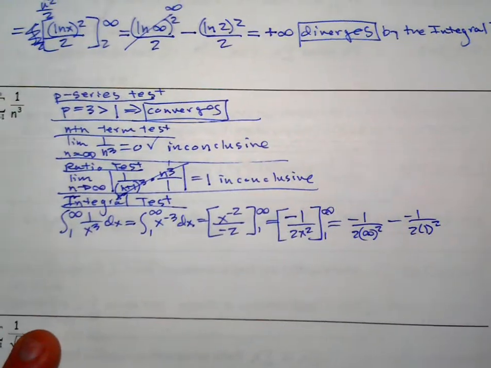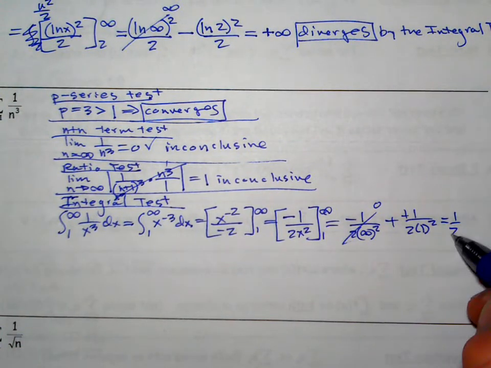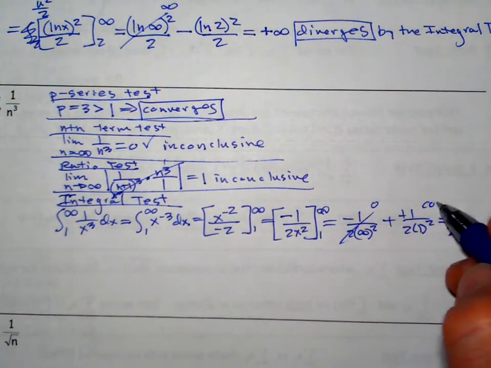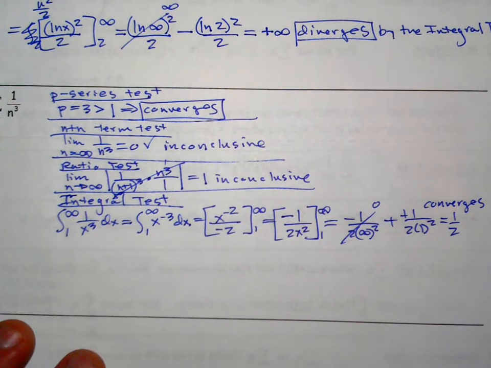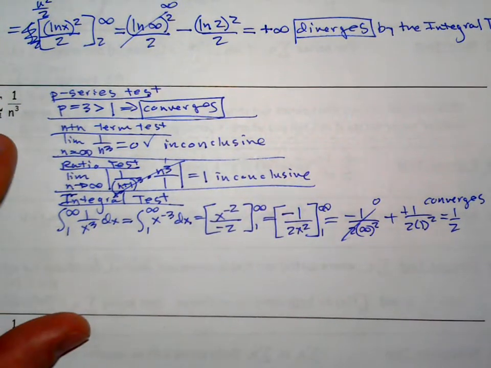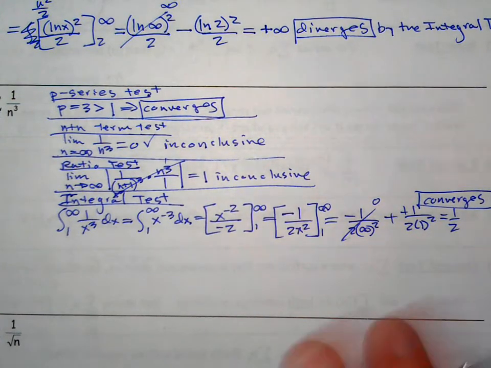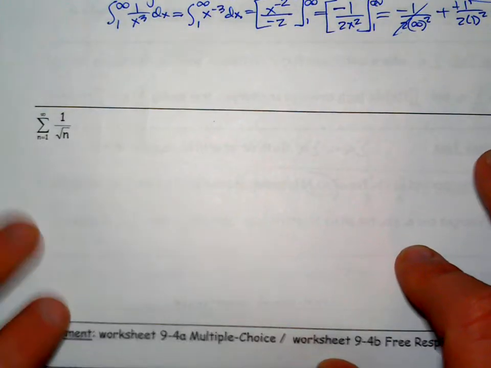So what do we get? That's going to 0. This goes to 1/2, which is the value of this improper integral. And so it converges to 1/2. Our series doesn't converge to 1/2, but it converges because it's going to behave similar to this improper integral. So there you go, converged by the integral test. This one right here.